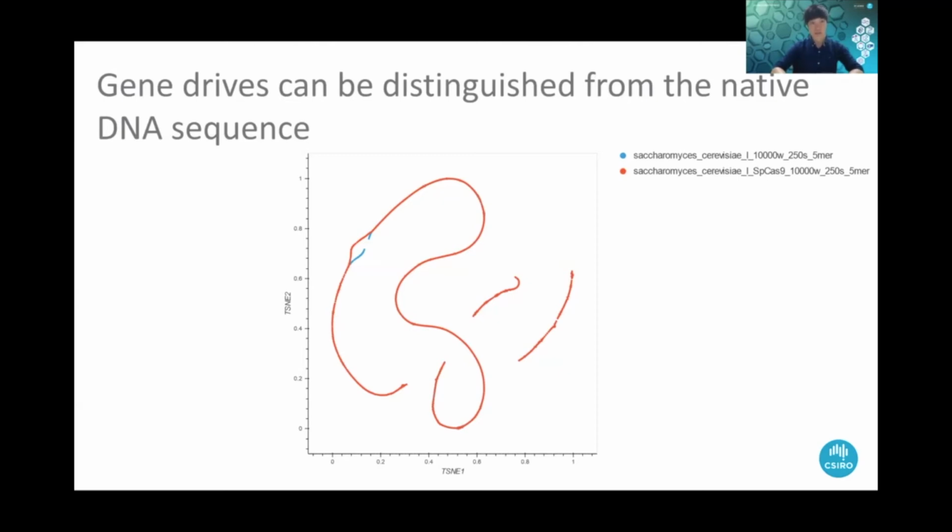Interestingly, there were some genomic signatures from the theoretical sequence that did not overlap with the genomic signatures from the native sequence and hence are visible. Specifically, the points around the top left corner all correspond to regions that contain the Cas9 sequence. So in summary, our results demonstrate that the gene drive and the native DNA sequence can be distinguished based on their genomic signature. And this highlights that it is possible to detect gene drives that have been inserted into the genome.